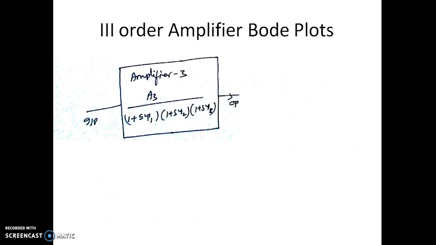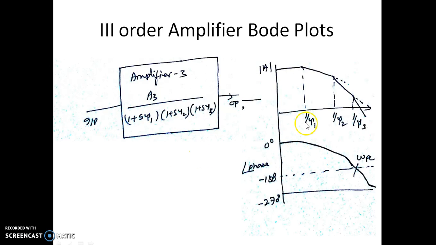So let us consider a third order amplifier and its Bode plot. Since there are three poles, till a frequency of 1 over tau 1, it will have 0 dB. Afterwards, it is minus 20 dB per decade till 1 over tau 2. After 1 over tau 2, the slope is minus 40 dB per decade till 1 over tau 3. After 1 over tau 3, the slope is minus 60 dB per decade.